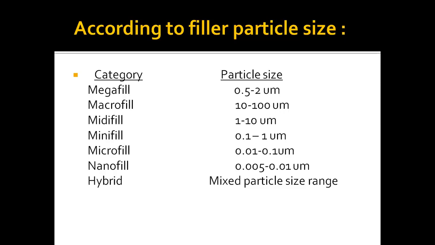Now nanofill has a finer particle size. Strength-wise it is less, but flow-wise it is much better. Flowable composites are mostly nanofill composites only. What we commercially use, as you have seen in your clinical practice in your UG days in the department, is mostly hybrid and nanofill composites currently. So that is what you have to know about the filler particle size.